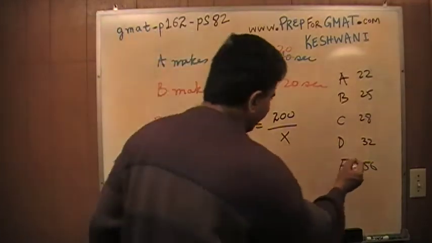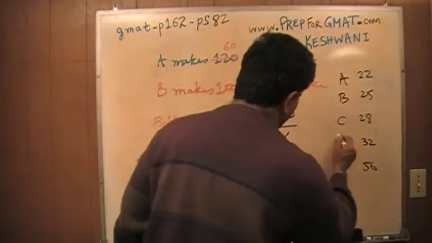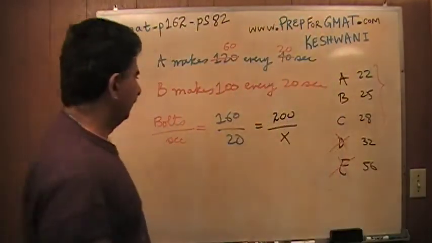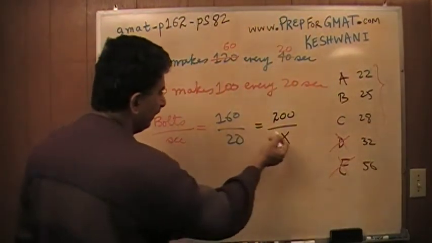It's not going to take an hour. It's also not going to take half an hour. Answer has got to be one of those three answer choices. It's got to be one of those three. So let's solve it. Cross multiply.